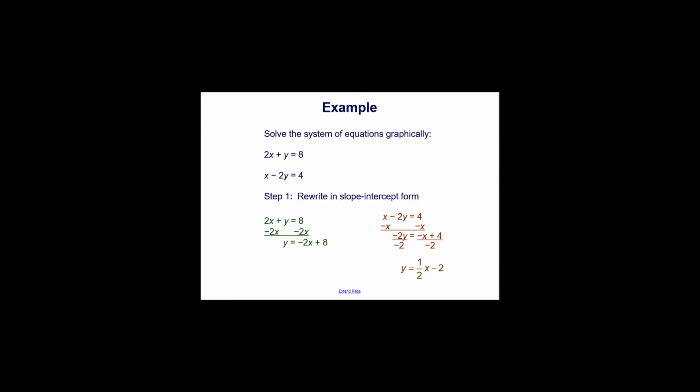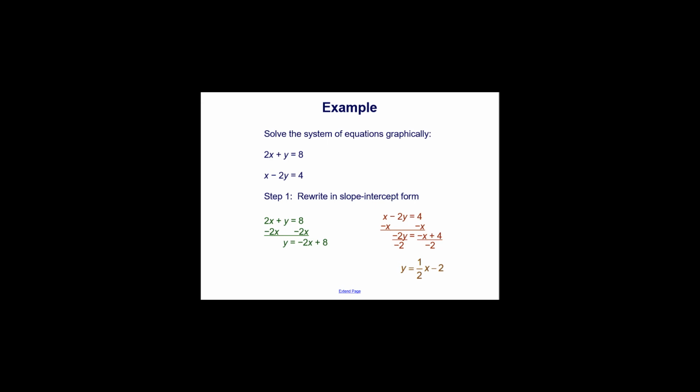Let's see another example where it says to solve the systems of equations graphically. We have 2x plus y equals 8 and x minus 2y equals 4. Neither of those equations is written in slope-intercept form, so that's our first step. We want to rewrite both of them in slope-intercept form. We want to solve both of them for y.